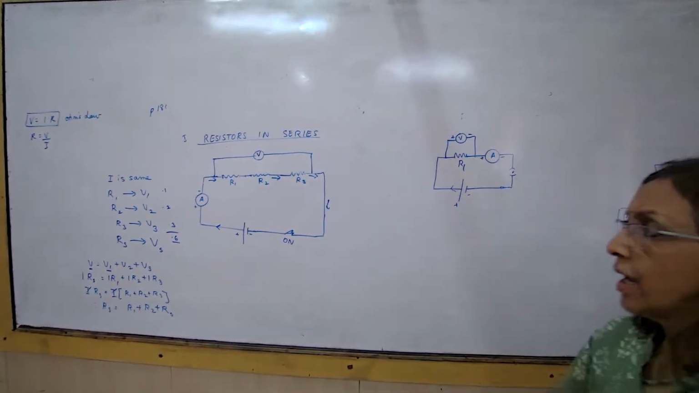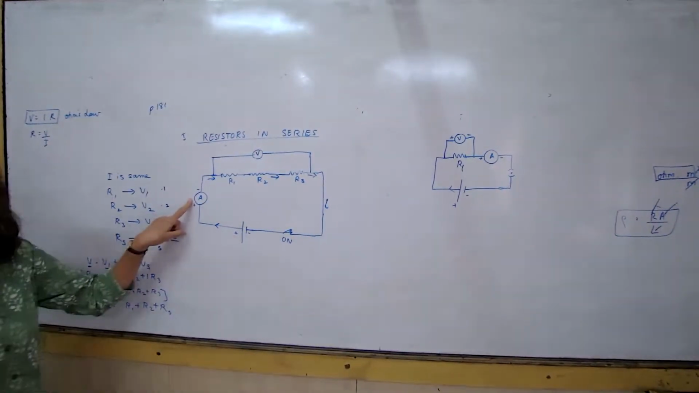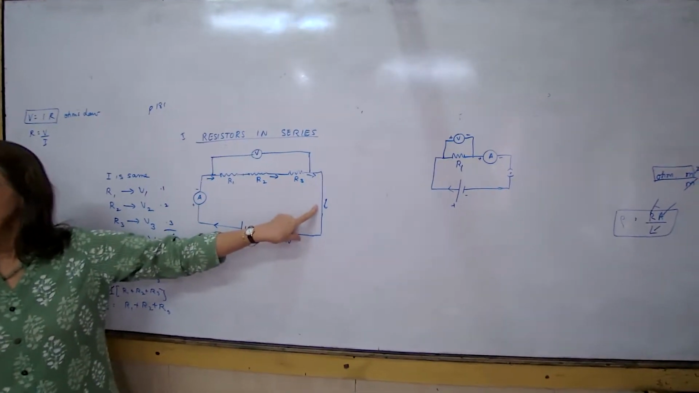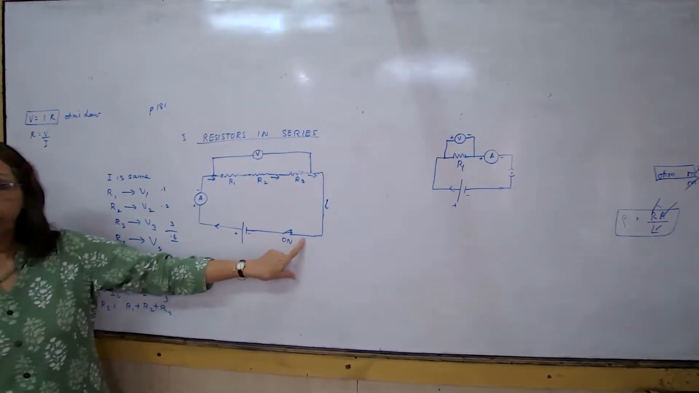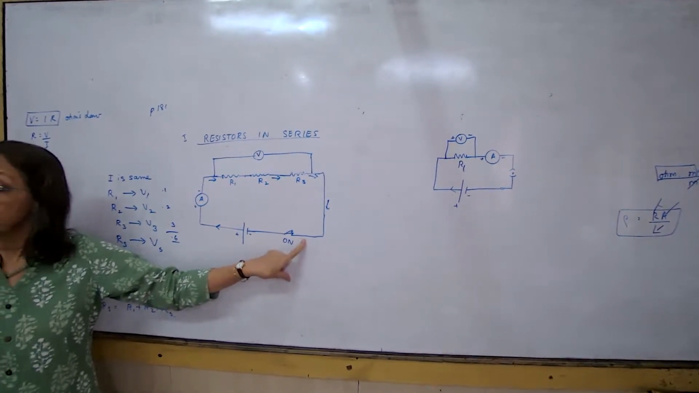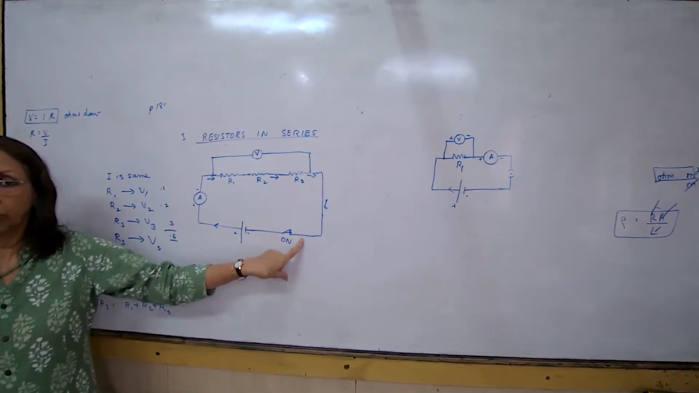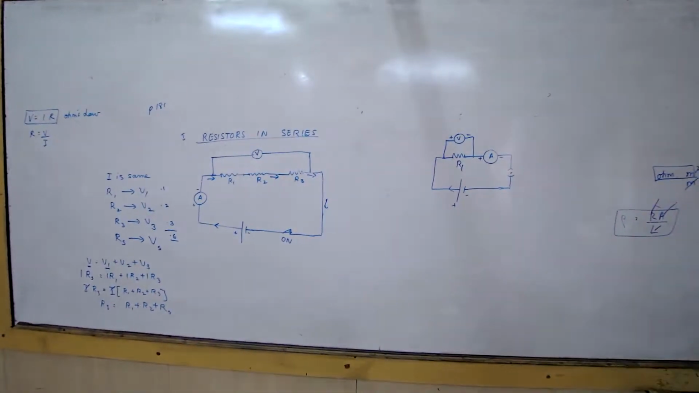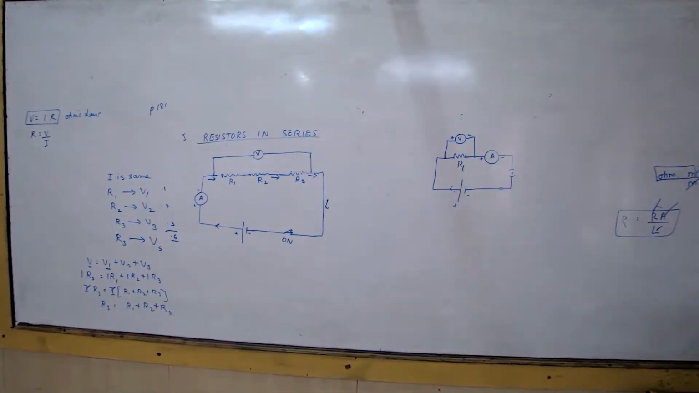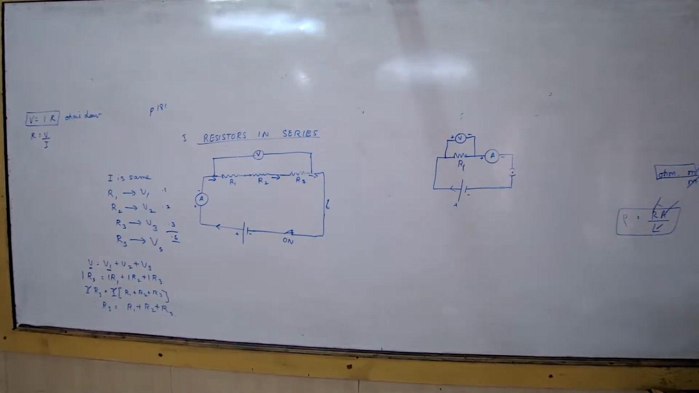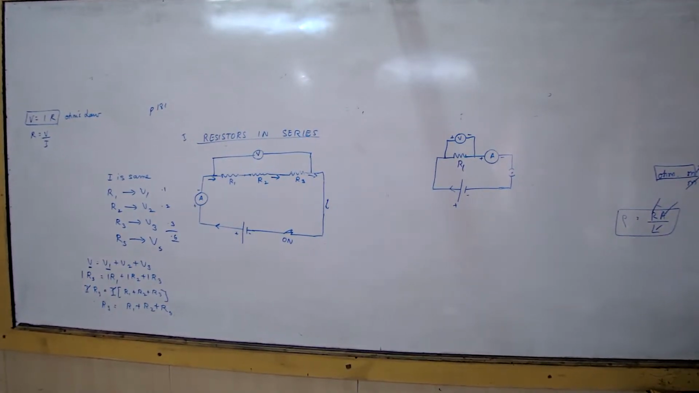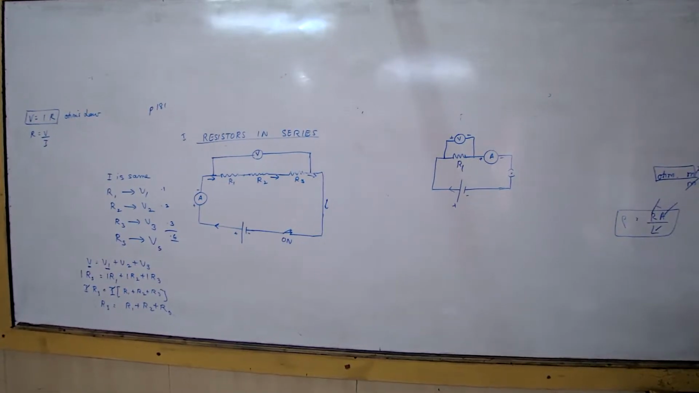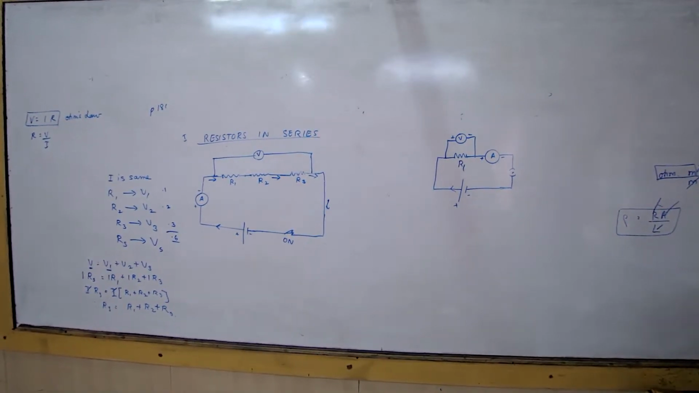Now what did they say? If I take this ammeter from here, and if I put it here, will it change? No. If I put the ammeter here, will it change? No. Why? Because it is the same current which is passing through the circuit. Do you find any change in the value of current? What is your answer? No. The current remains the same. Write it in your textbook itself. Current remains the same in the circuit.